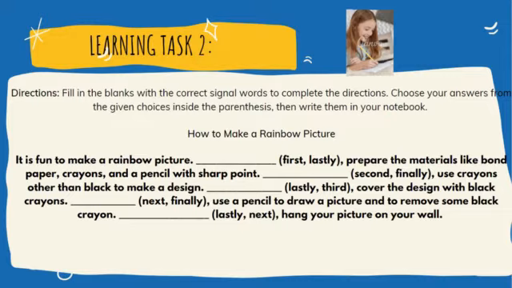Prepare the materials like bond paper, crayons, and a pencil with sharp point. Use crayons other than black to make a design. Cover the design with black crayons. Use a pencil to draw a picture. To remove some black crayon. Hang your picture on your wall. I will give you 20 seconds to answer.